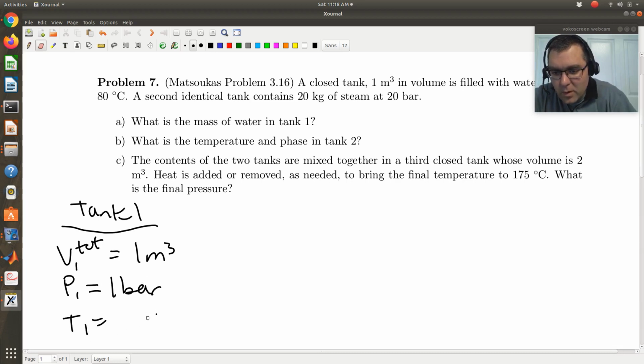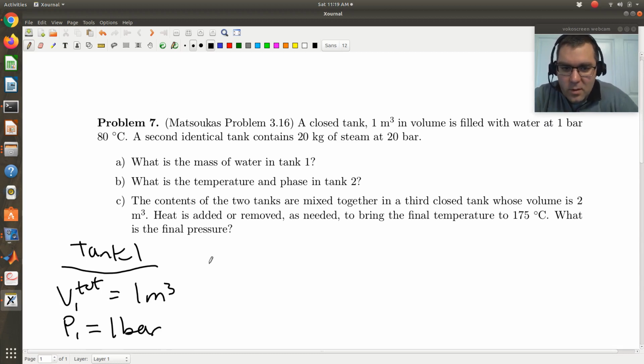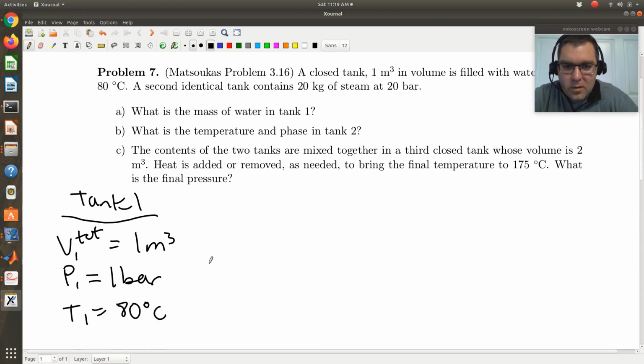So first and foremost, two independent variables are specified. Two intensive independent variables are specified. So if I had a single component, single phase system, I know that the state of my system is fixed. But first, let's figure out what we have, and I'm going to need to get the specific volume from this so that I can use that to calculate mass given the total volume.